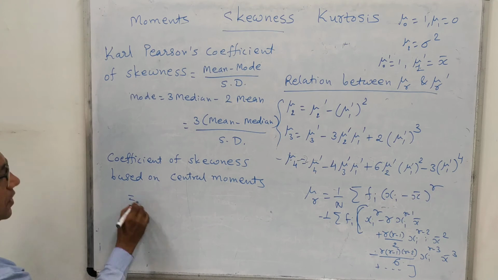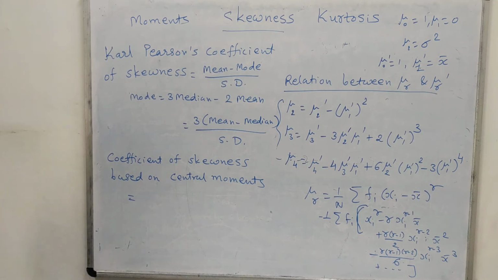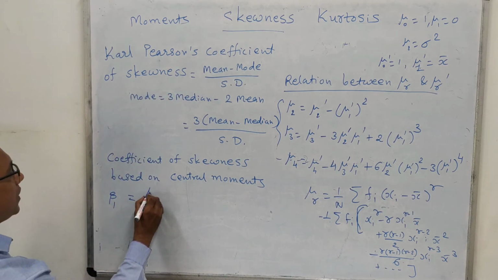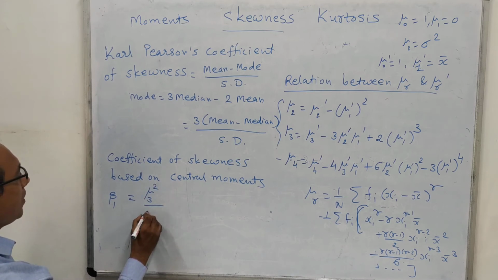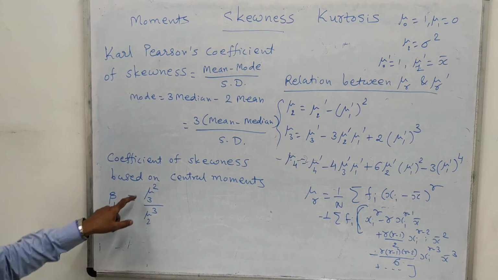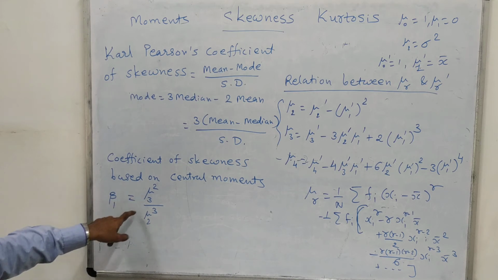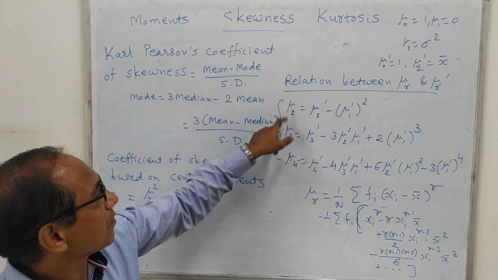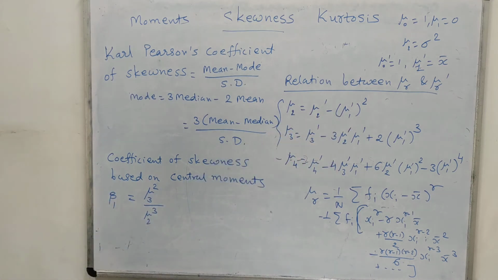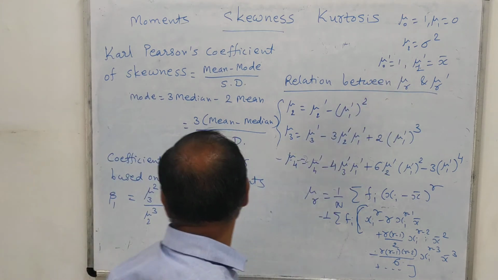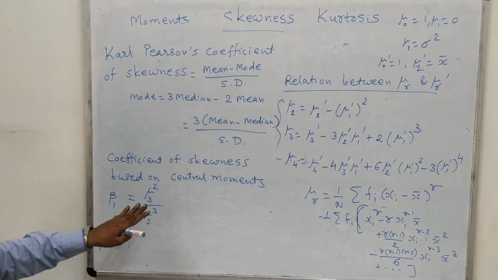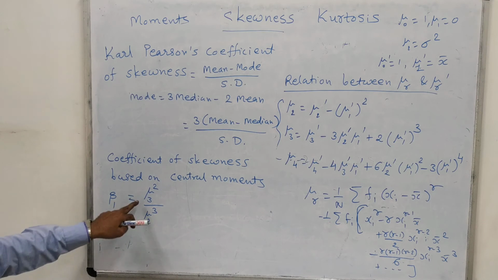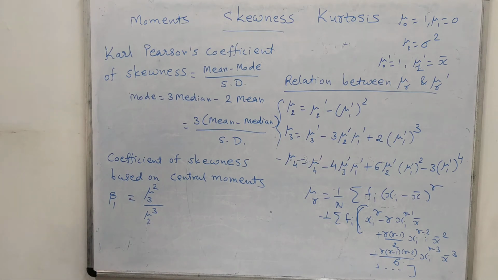So this coefficient we will denote by beta 1. So based on central moments, this is nothing but mu3 square divided by mu2 cube. Here we need to know the values of mu2 and mu3, and we can find them by using this formula or any other formula. And mu2 is nothing but sigma square, the variance. So Karl Pearson's coefficient based on central moments is mu3 square divided by mu2 cube.